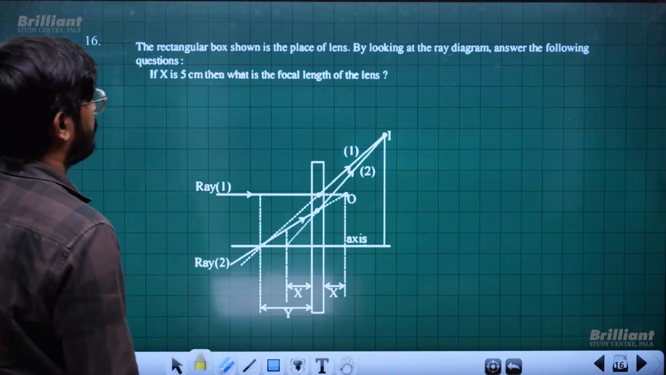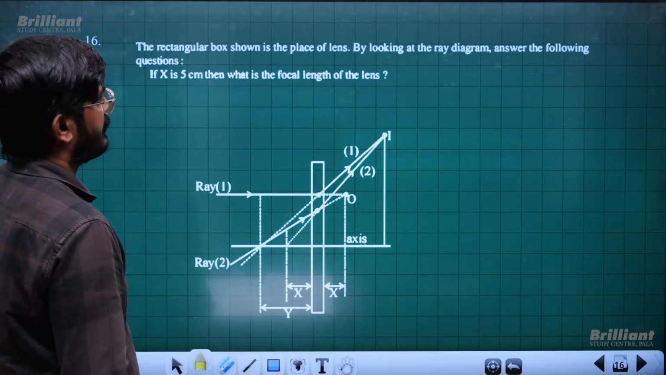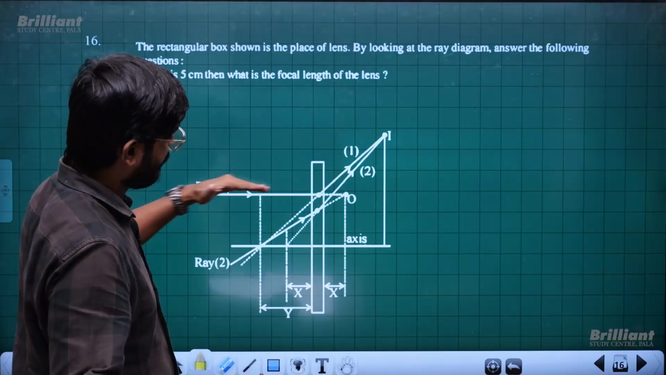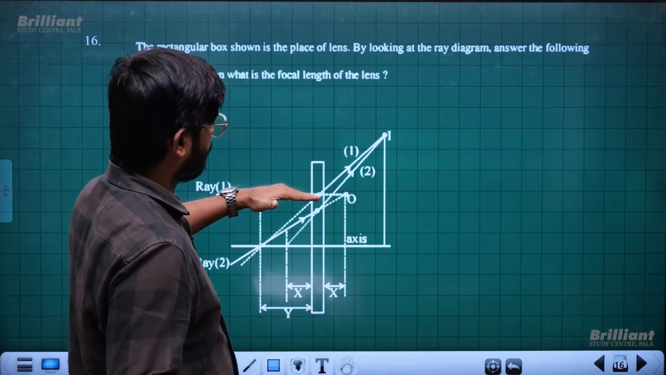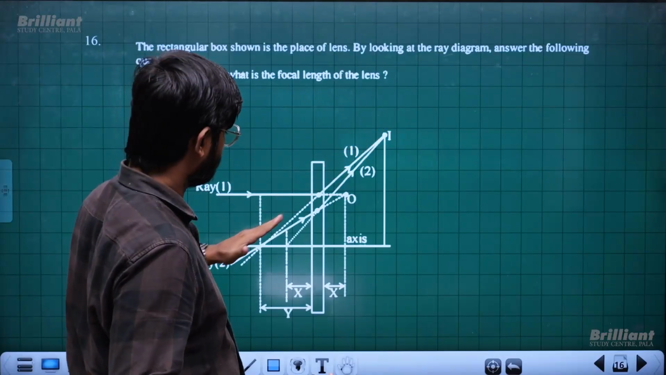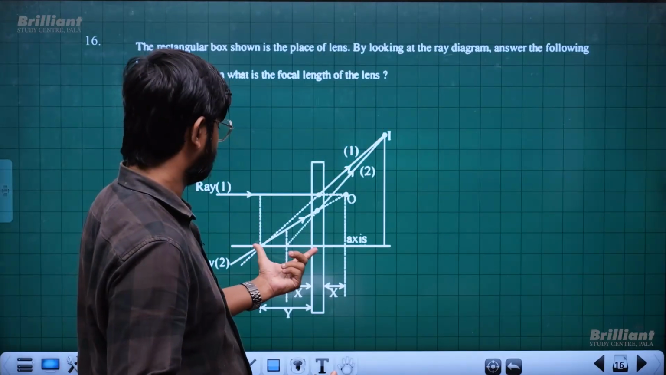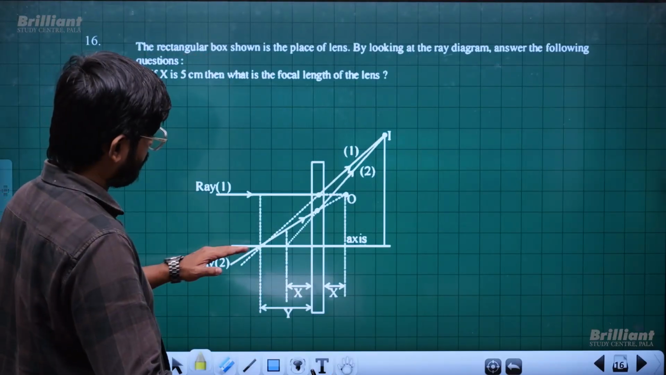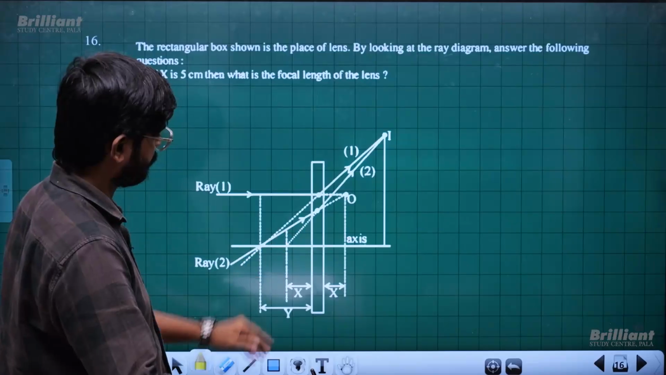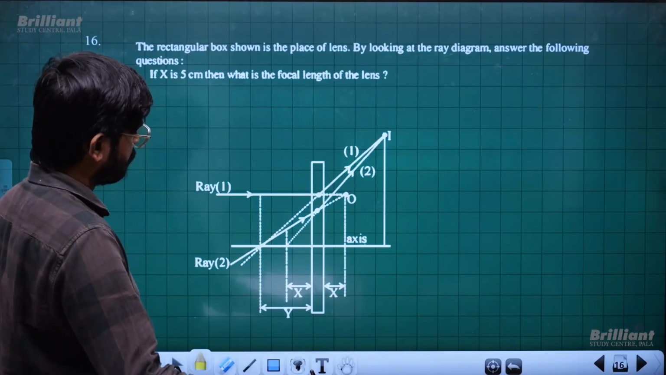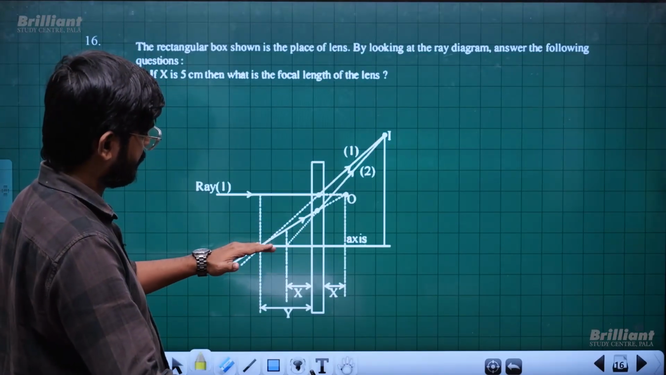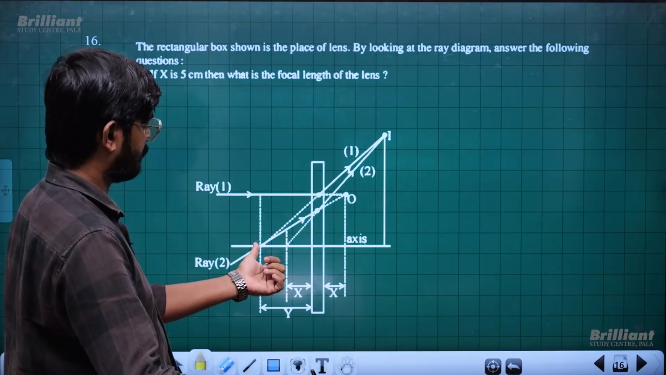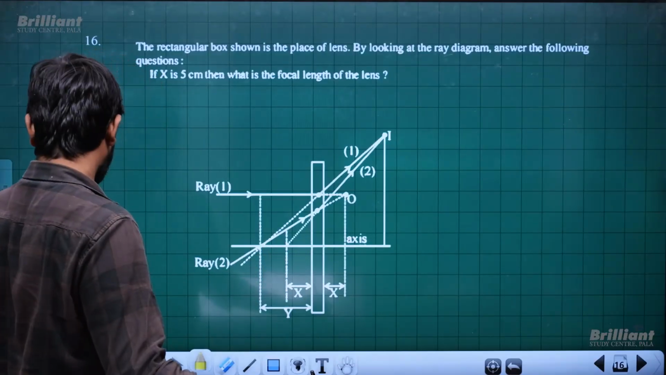The rectangular box is shown in the place of a lens. By looking at the ray diagram, answer the following. They have sent one ray parallel to the principal axis, that is going this way. When you extend it, it meets somewhere here, so that is going to be the focus. They asked in fact to calculate this y value. And they were sending some other ray also. Once you see the ray going from here, you can understand if the object is placed here, the image would have formed here. So if the object is placed at focus, the image would have formed at 5, that's what they were telling.